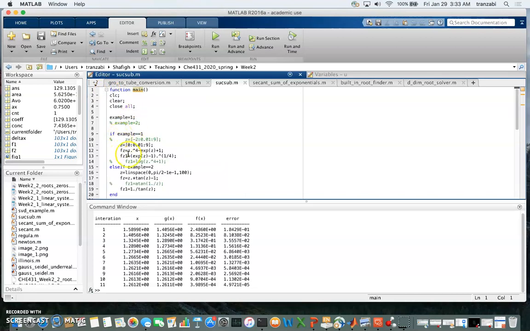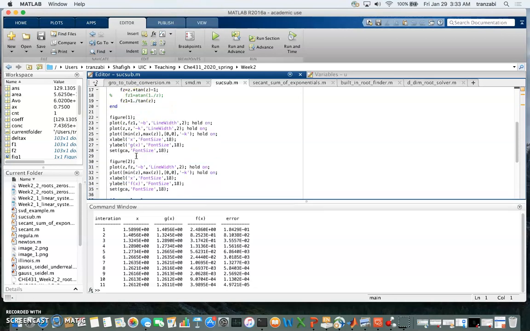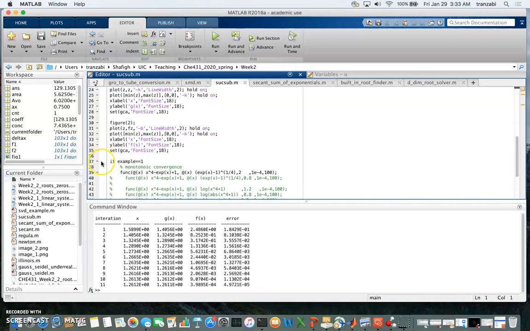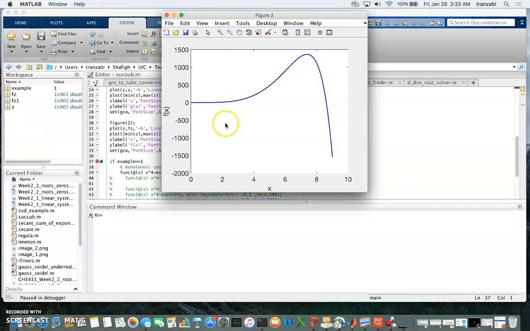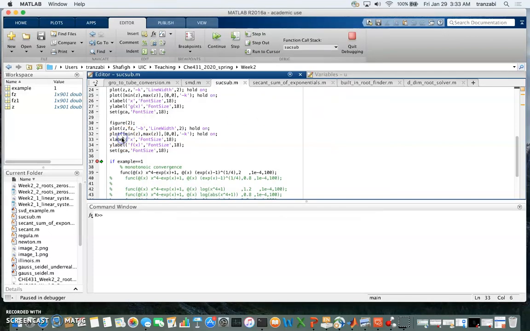Let's say the first example we're going to look at is z to the 4th power minus exponential of z plus 1. In this part, I'm plotting it to see where my root is going to be located. So I'm going to put a breakpoint here and run it up to there, just to show you how the function looks like. So there's one root here, one here, and then one here. In this area, it actually hits the x-axis twice. One root is sitting also here. So in total, there are 3 roots, just by looking at the plot.